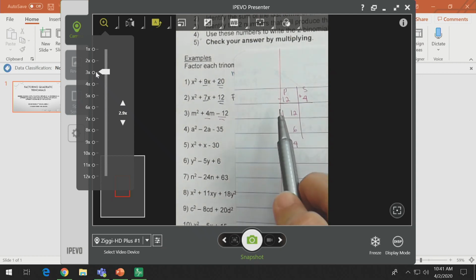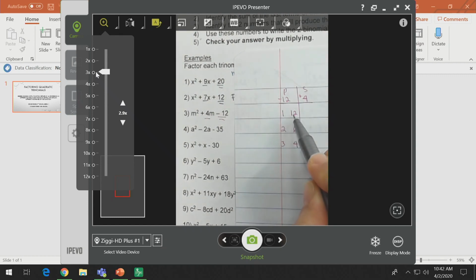Slow your roll. One of them has to be negative. The reason one of them has to be negative is because if you multiply two positive numbers, you get a positive product. You multiply positive 2 times positive 6, that's positive 12. Same thing applies here. So in order to have a negative product, one of the factors must be negative.